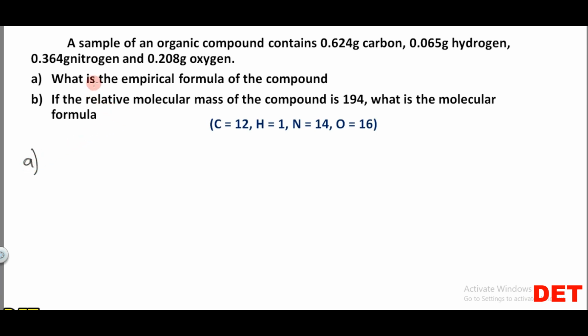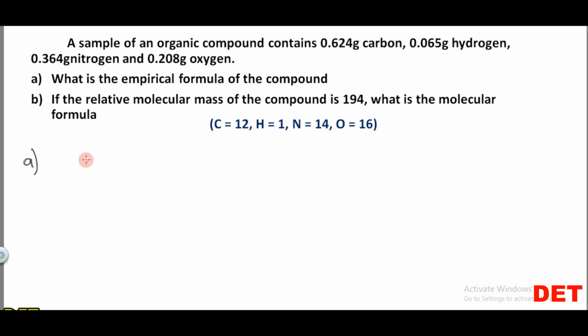Alright. So in looking for the empirical formula of a compound, there are two things that you do. Number one is to look for the mole of each of the elements that are present in this compound, and secondly, you divide by the smallest mole.